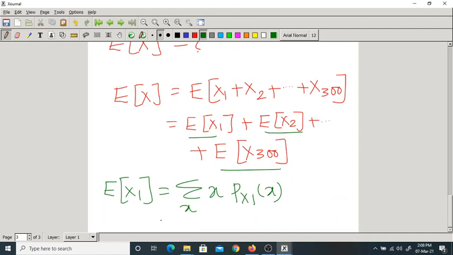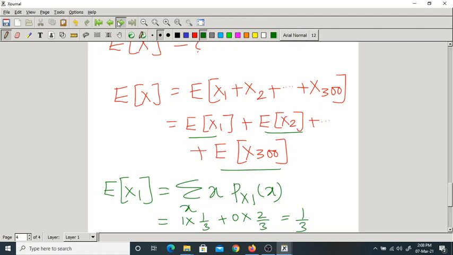So can you find out the expectation of x1? What will happen here? If x equal to 1, 1 into 1 by 3. If x equal to 0, 2 by 3. It is obviously 1 by 3. Now what about the expectation of x2? It is also 1 by 3 because everything is the same. Isn't it? So the expectation of all random variables is the same. How much? 1 by 3.